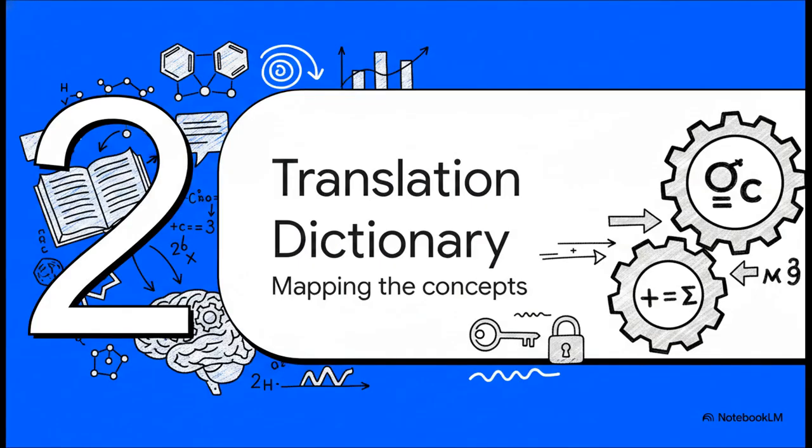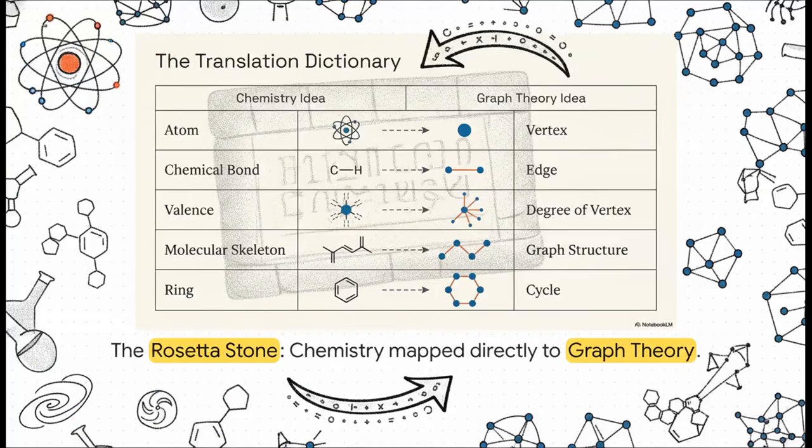Moving right along to section 2, the translation dictionary, mapping the concepts. You can really think of this next part as our chemical Rosetta Stone. On the left, we've got the concepts a chemist uses every day. And on the right, the exact concepts a mathematician uses. An atom just becomes a vertex. A chemical bond simply becomes an edge. And that entire molecular skeleton that gives a compound its unique shape, that just translates to the graph structure. Oh, and if we run into a chemical ring, mathematically, we just call that a cycle. We are literally doing a direct one-to-one translation of chemistry into computable math.